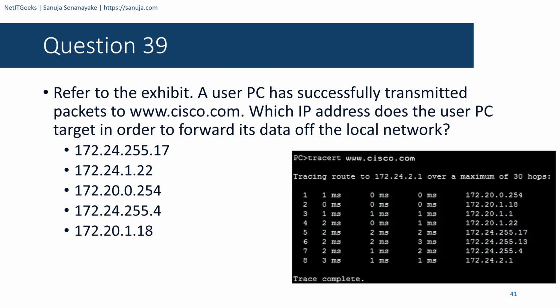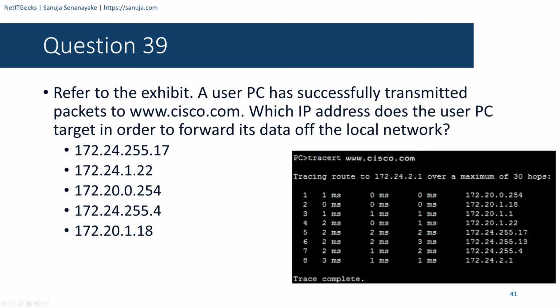So again, we are talking about routing right now. You can do the traceroute to any website on your own device too, like www.sanuja.com, for example. In this lab environment example, they have done this to cisco.com, and this is the data that came out. So you're asking which IP address does the user PC target in order to forward its data off the local network. We are doing the trace from the PC. We know this because right here it says PC, right?